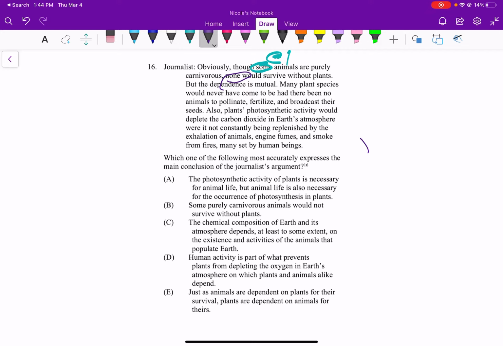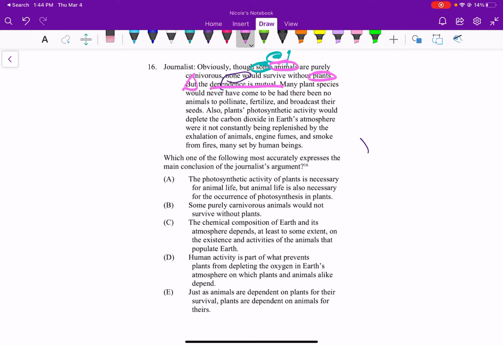None would survive without plants. So no animals would survive without plants. But the dependence is mutual. So we have this point of contention here. We're saying, but the dependence is mutual. So what dependence is mutual? What are we talking about? We're talking about plants and we're talking about animals.